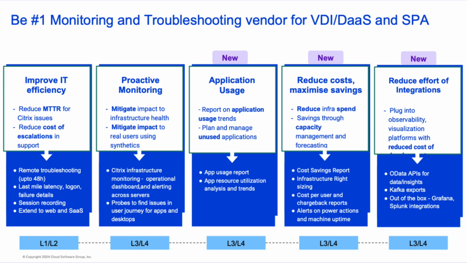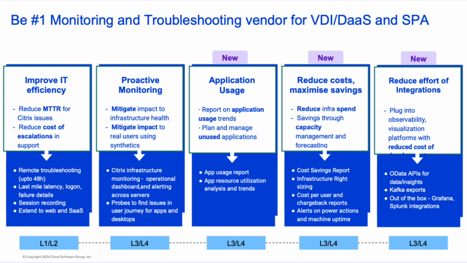Based on what we have heard, these are the 5 categories with which our roadmap is more aligned. The first one is basically to improve IT efficiency. Primarily here, the ask has been, can we help our customers reduce their mean time for resolution and reduce the cost of escalation and support, right? We already had a great set of features in helping with this, but we are diving deeper to make sure that we really reduce your mean time for resolution and thus reduce the escalation or support cost.